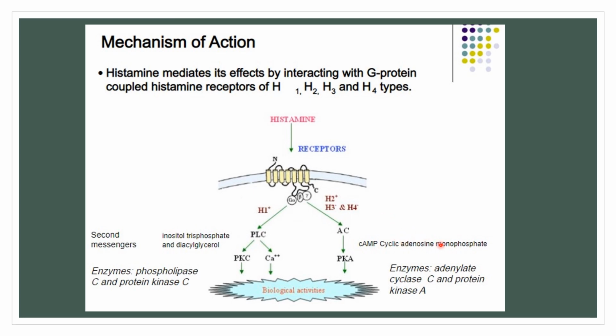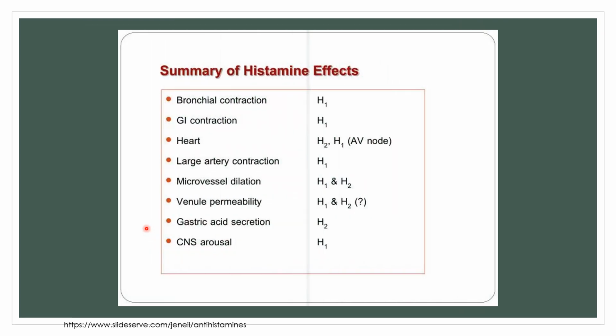messengers. And this stimulation or inhibition of the second messenger, as well as the utilization of different enzymes, will produce its biological activities. This diagram shows a summary of the histamine effects and the type of receptor that it utilizes in order to produce this particular effect. For the bronchial contraction, this is mainly mediated via the H1 receptor. For the large artery contraction, this is also mediated via the H1 receptor.